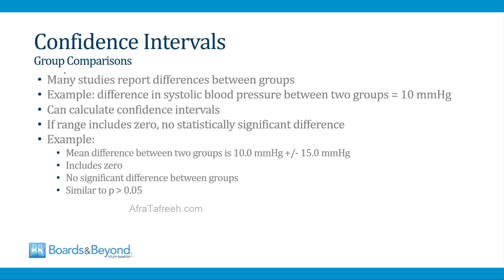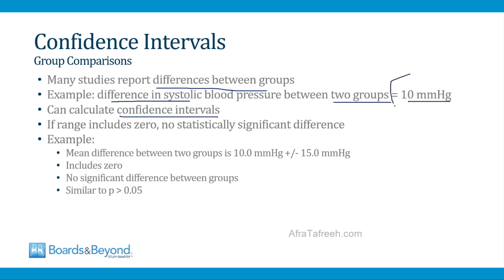You should also be aware that some studies use confidence intervals when reporting numerical differences between groups. For example, a study might say that the mean difference in systolic blood pressure between two groups of patients was 10 millimeters of mercury. And you can calculate confidence intervals around this difference of 10 millimeters of mercury. And if the confidence interval range includes 0, then there's no statistically significant difference between groups.